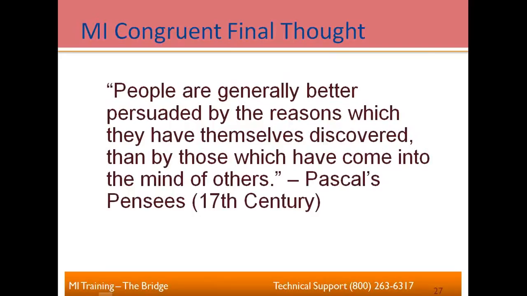MI is a tool to help people to reach and attain their change goal. So it's been a real pleasure to be with you all tonight. Thank you very much.